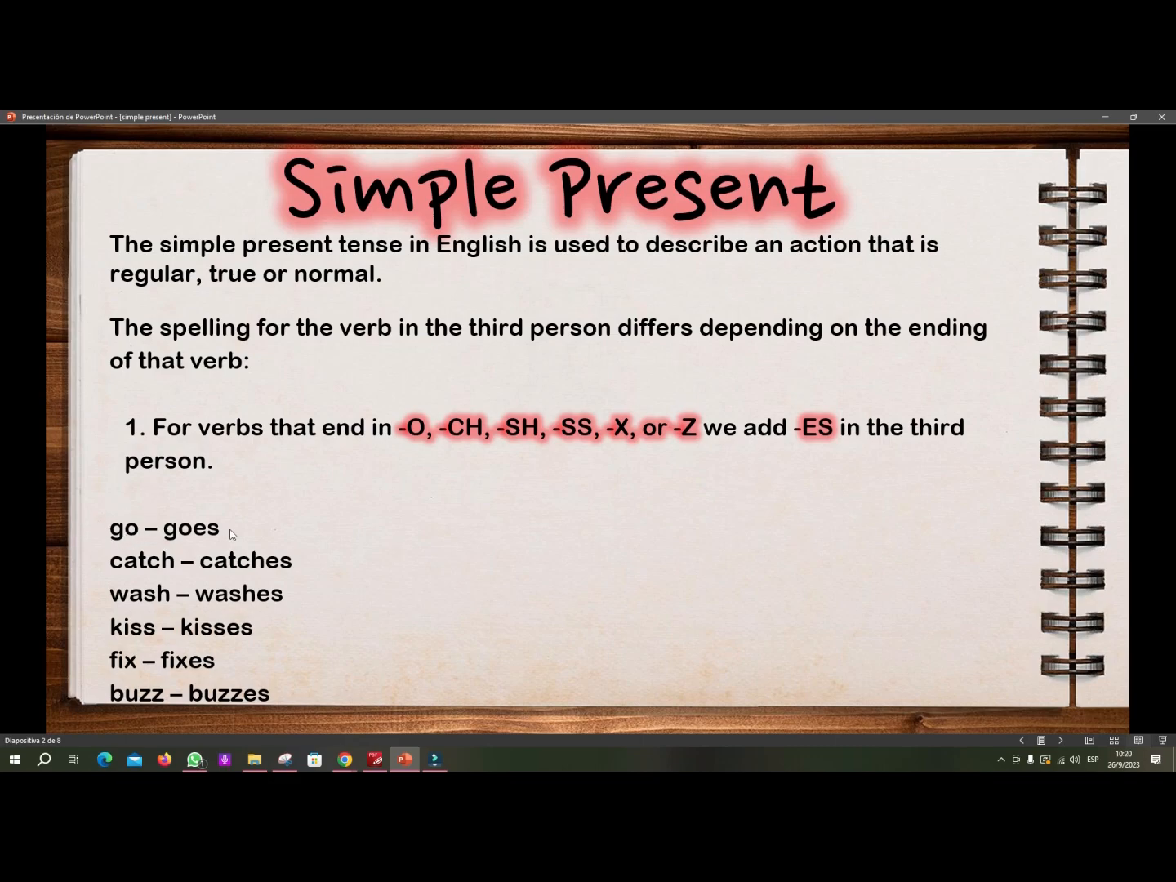For example, you can say, she goes to school every day. So that would be an example for that. She goes to school every day. Or he washes the dishes every afternoon. That would be another example for the third person singular with the simple present.